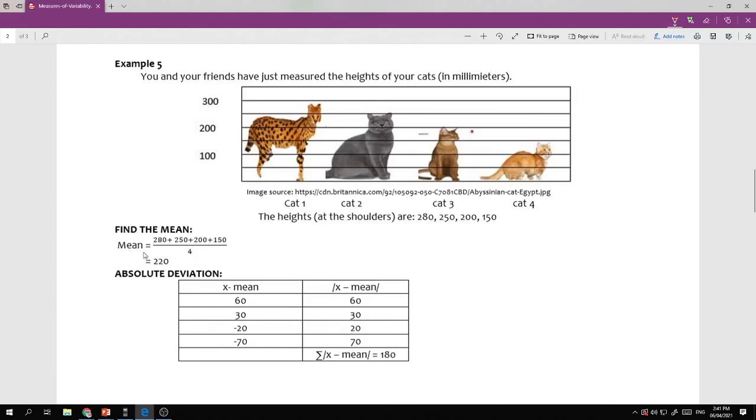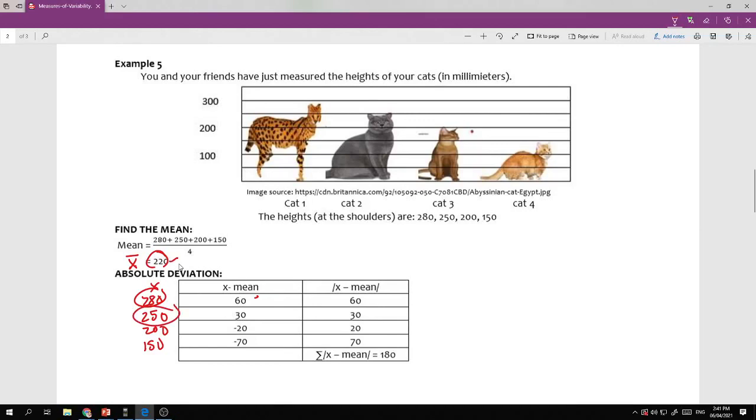We have here 280 plus 250 plus 200 plus 150 divided by 4. The mean here, so this is our mean, is 210. So take note, these are our x. We have 280, then we have 250, then we have 200, and we have 150.